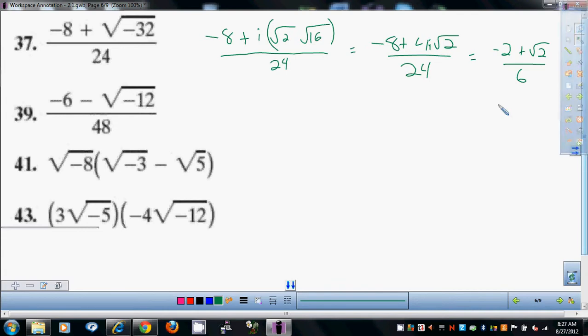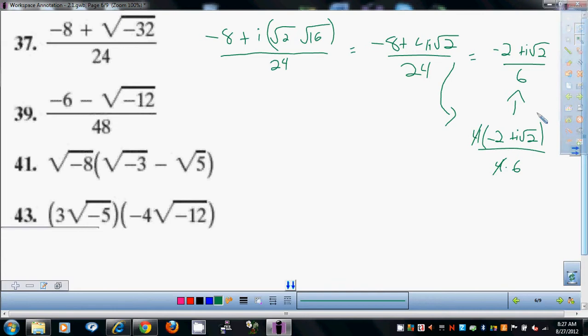I probably shouldn't have left out the dividing by 4 steps, so I'll do it right down here. So 4. Oh, where'd my i go? There it is. Very good. 39 is going to work almost the exact same way.